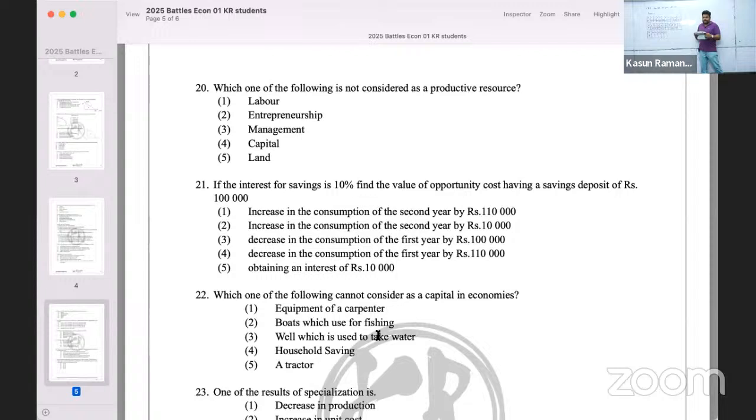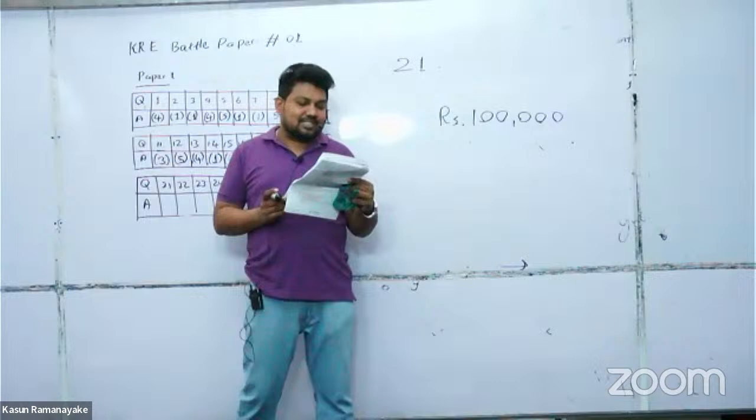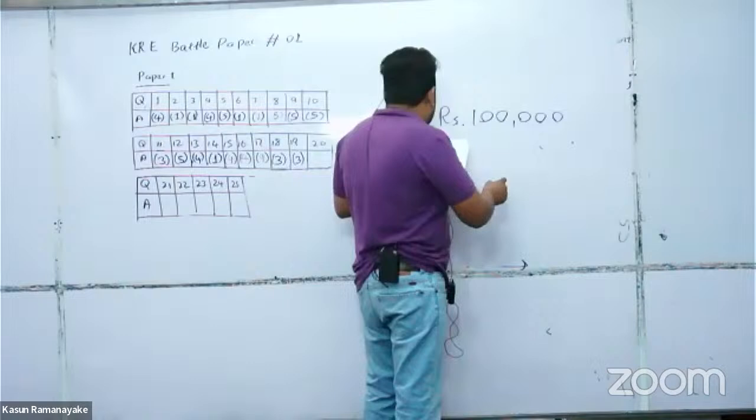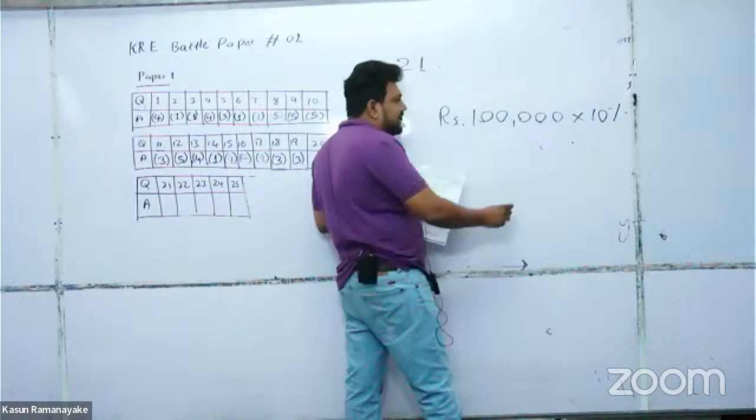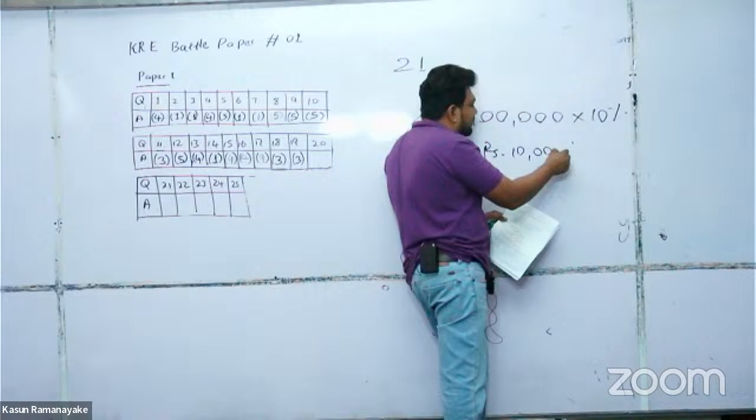Look at question number 21. If the interest for savings is 10%, find the value of the opportunity cost of having a savings deposit of 100,000. You have decided to save 100,000 of money in the bank. Then you will get the interest. For a year, this into 10%. Into 10% means you have to cut 10 from here. The answer is thousand. You will get 1,000.